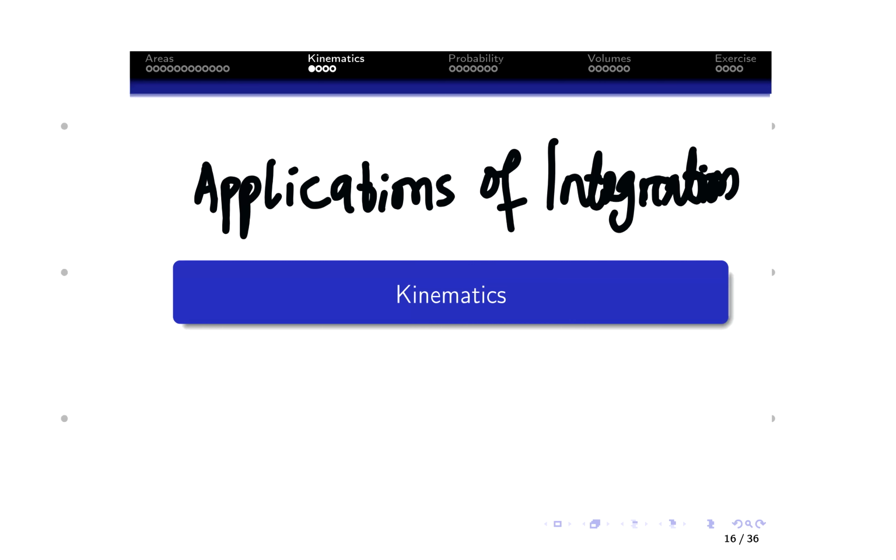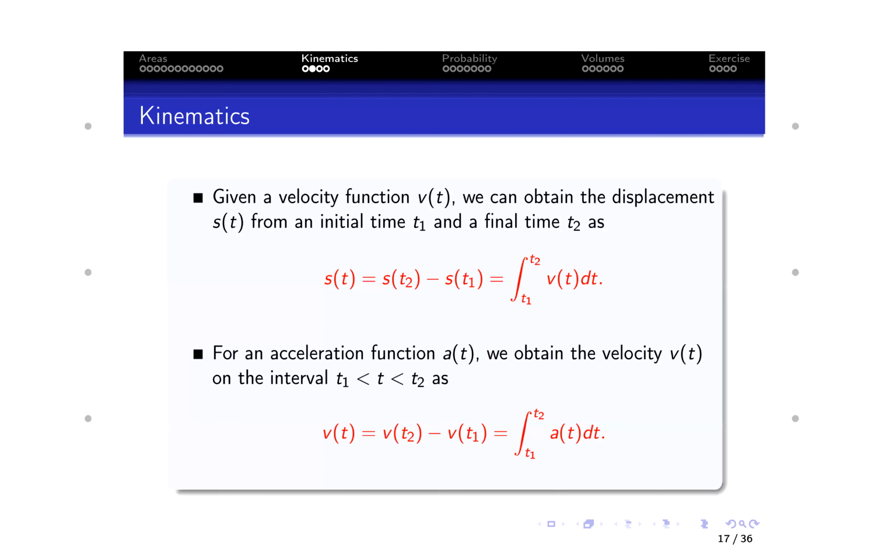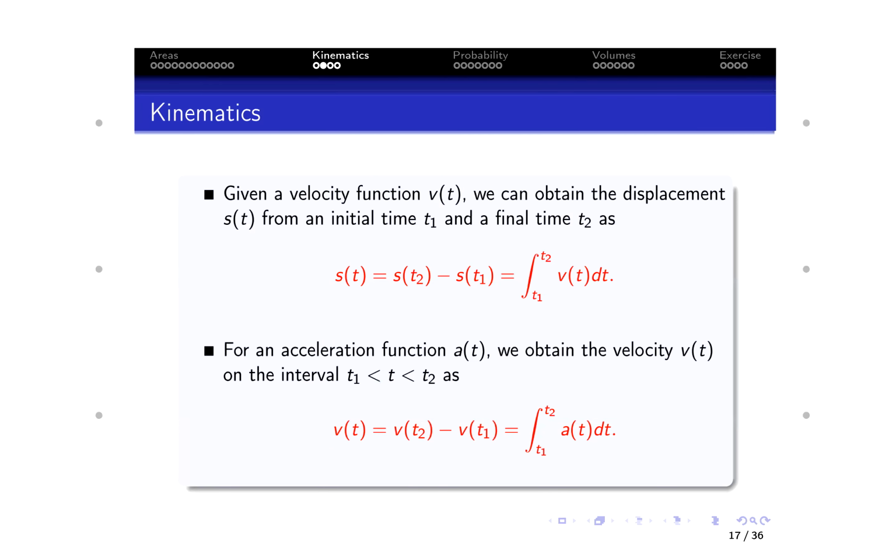So going back to kinematics, now from the lens of integration, you need to understand that given the velocity function v of t, we can obtain the displacement s of t. It's like you're reversing what you did in differentiation. So from an initial time t1 to a final time t2, the displacement is s of t2 minus s of t1. And in the form of an integral, that will simply be the integral of v of t dt from t1 to t2.